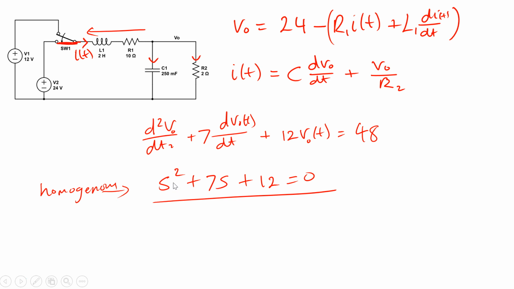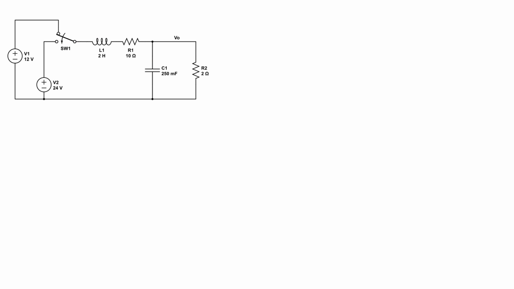If I solve for the homogeneous part of the equation, which is the characteristic equation, then I will get S is equal to -3 or -4, right? So now I could write my general solution, which will be V0(t) is equal to K1 e to the -3t plus K2 e to the -4t plus my particular solution. I'm going to add in K3.